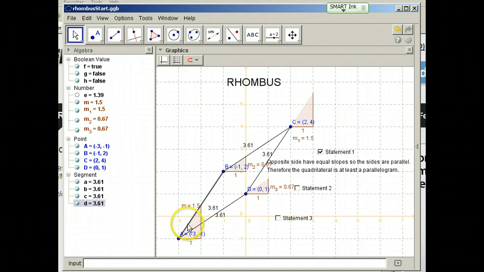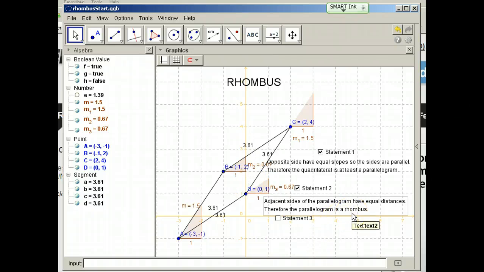But really, all I needed to show, once I showed it was a parallelogram, was that any two adjacent sides are equal in length. Now, of course, with pencil and paper, I would need to use the distance formula to find these lengths. So what have I proven? I've proven that adjacent sides of the parallelogram have equal distances, 3.61. And therefore, the parallelogram is also a rhombus, a special parallelogram.